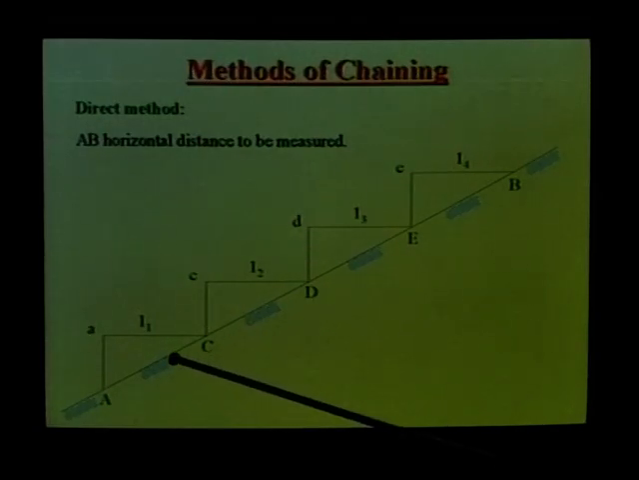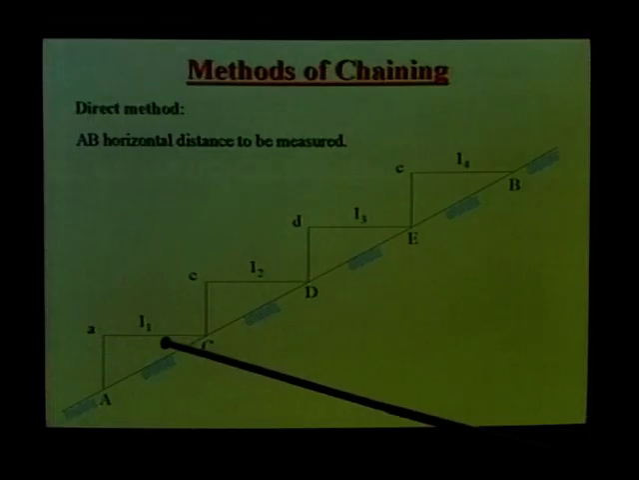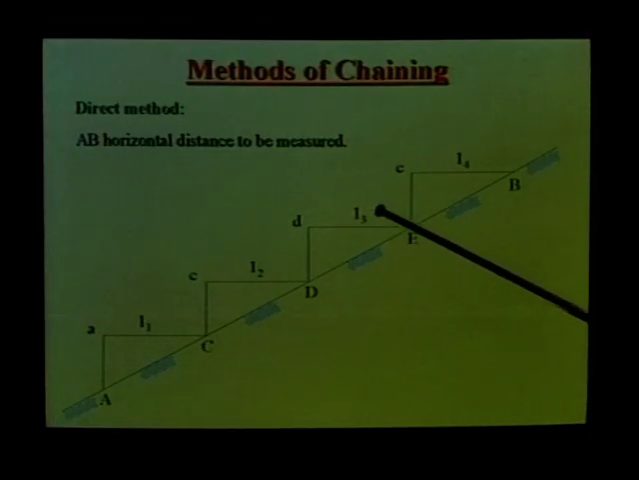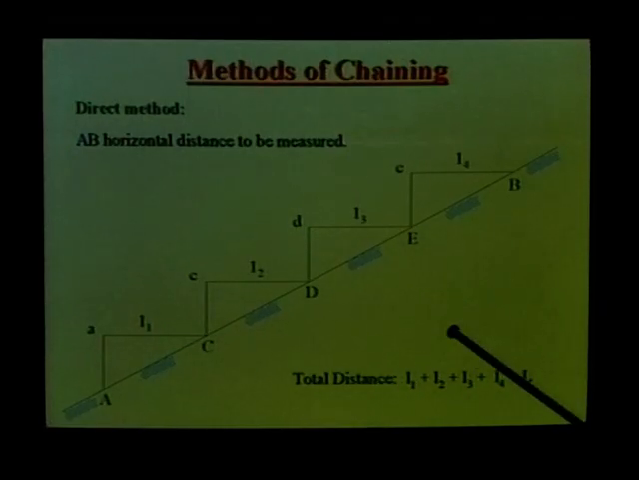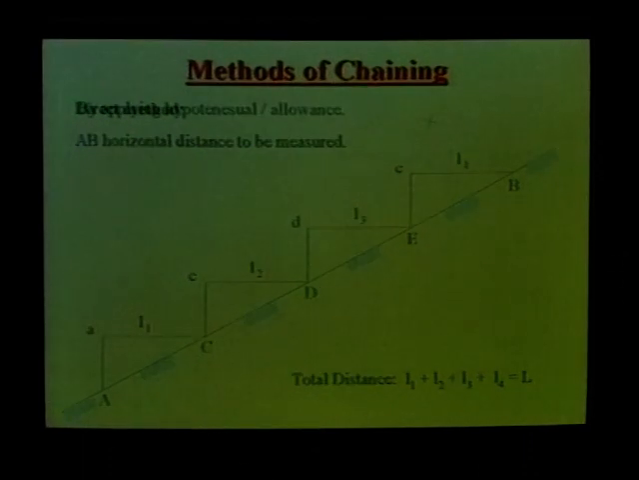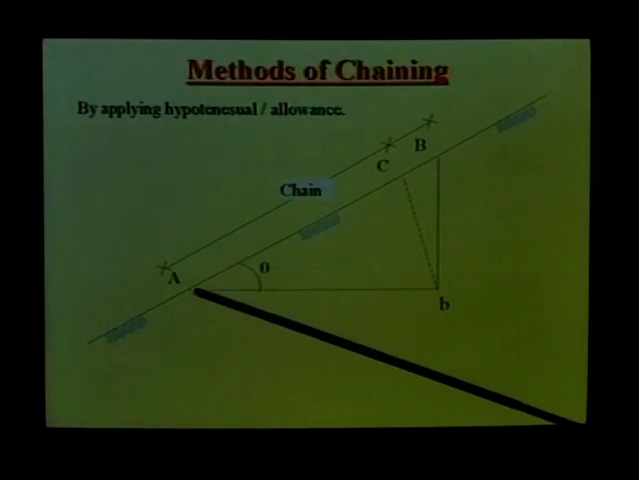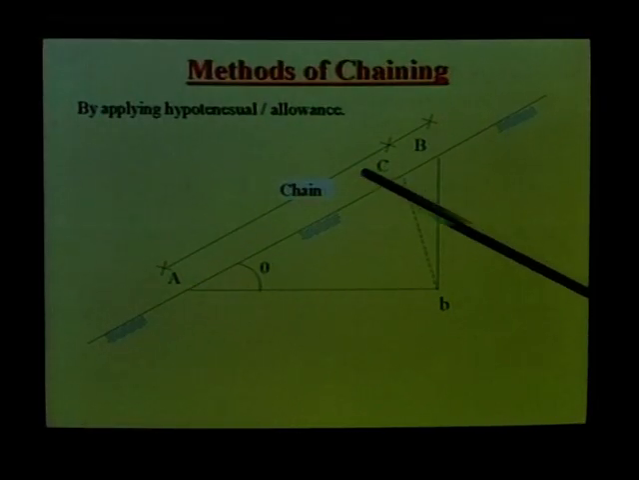Normally we use a plumb bob, with horizontal distances L1, L2, L3, L4, and finally the total distance is L1 plus L2 plus L3 plus L4. This is the total horizontal distance from A to B. By applying hypotenusal allowance, this figure shows the sloping ground. Here we can measure the sloping ground length from A to B.